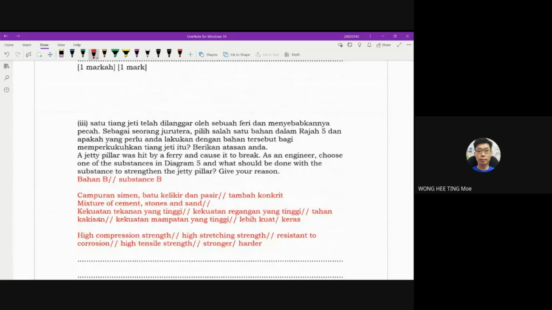Let me check. The mixture of cement, stone, and sand. It has high compression strength, high stretching strength, resistant to corrosion, high tensile strength, and is stronger or harder. Oh, this one is a reason. Choose substance B.